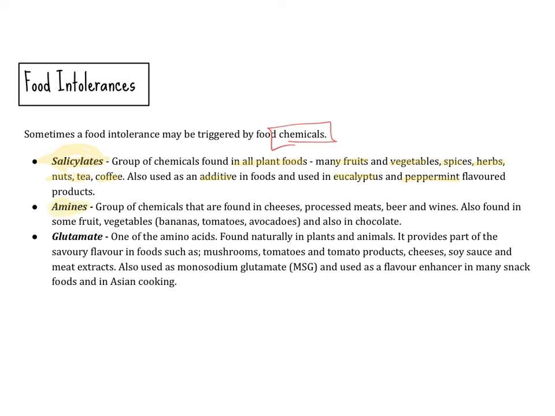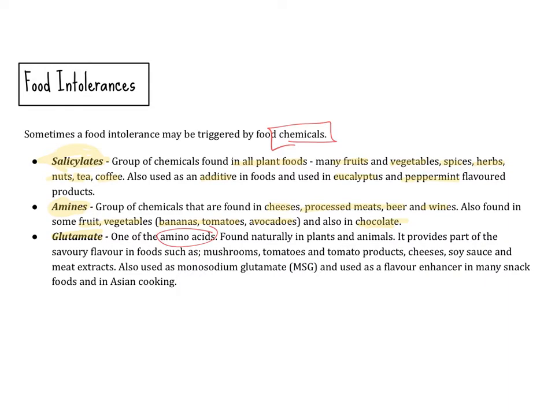Amines are another group of chemicals that a person is commonly intolerant to. These are found commonly in cheeses, processed meats, beer, and wine. They're also found specifically in fruits and vegetables, and particularly in bananas, tomatoes, and avocados, and they're also found in chocolate.